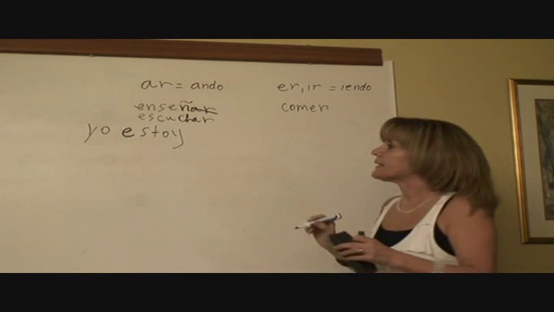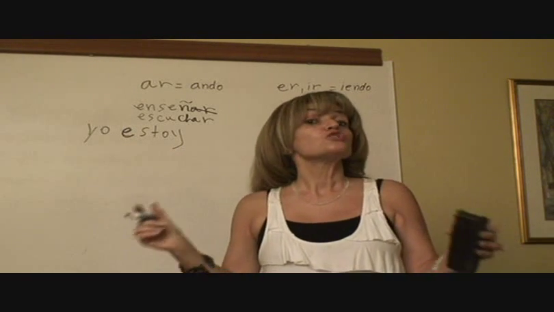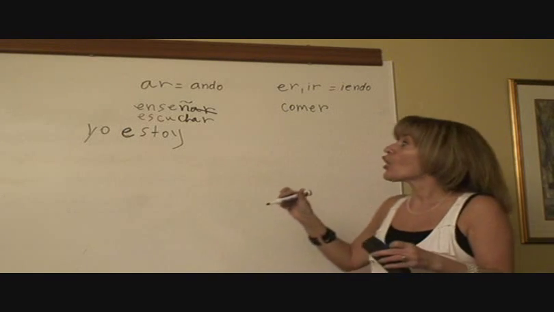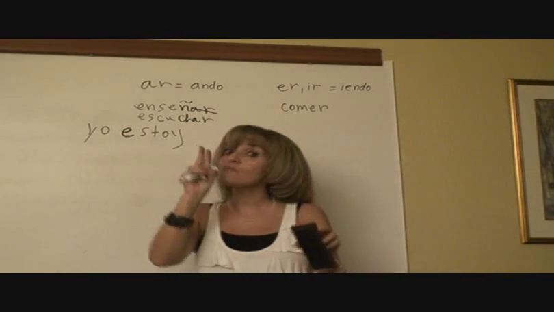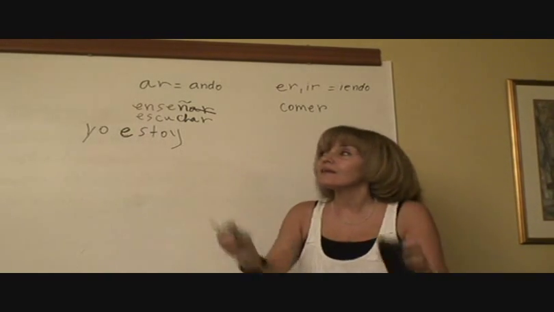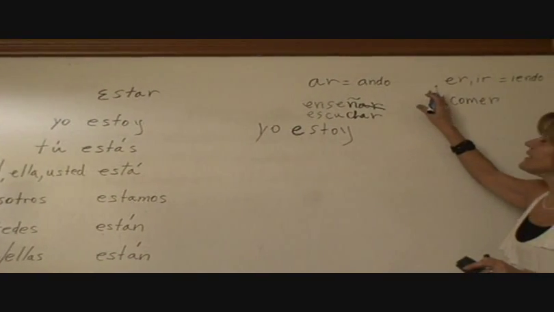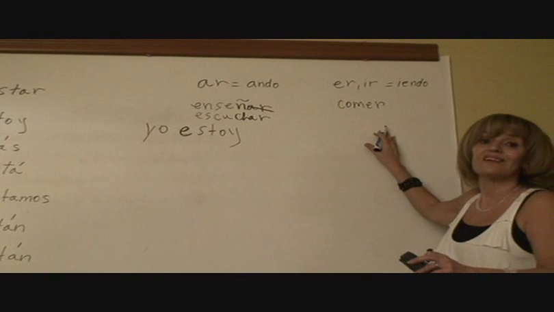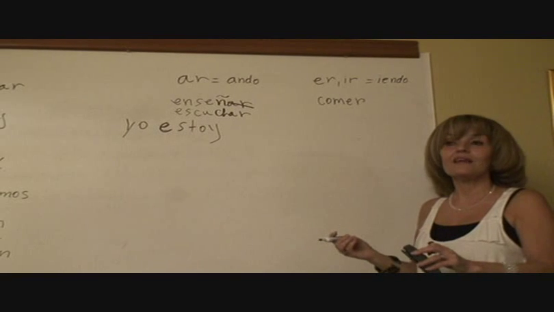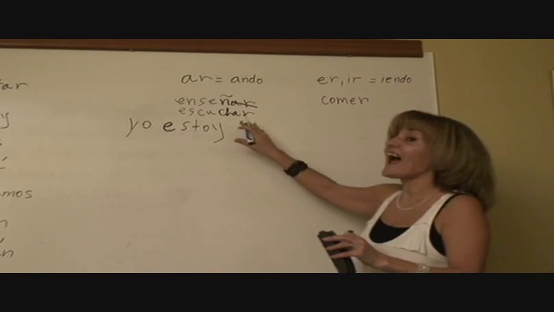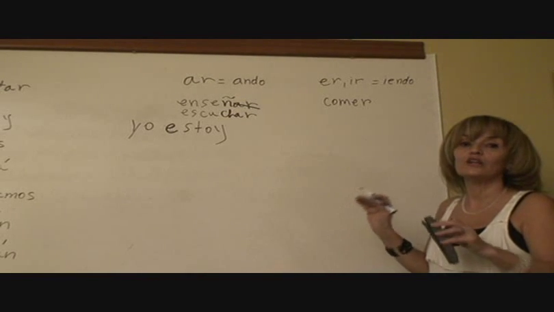Comer. And if you want to say I am eating, don't bother me: Yo estoy comiendo. Again, I use the estoy. Remember, there are two parts to this. You need the form of estar, and you need the other verb that tells you what it is that you're doing. You drop the infinitive ending, and if the verb ends in AR, you add ando. If it ends in ER or IR, you add yendo.